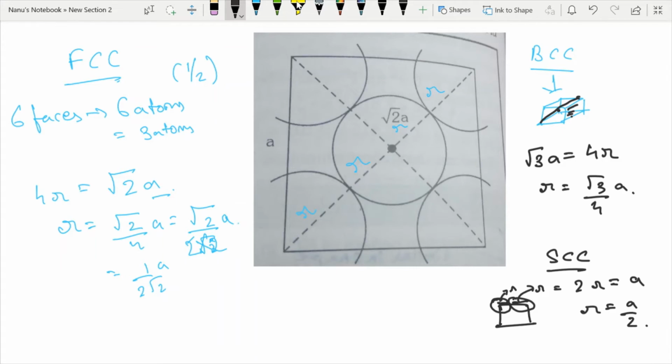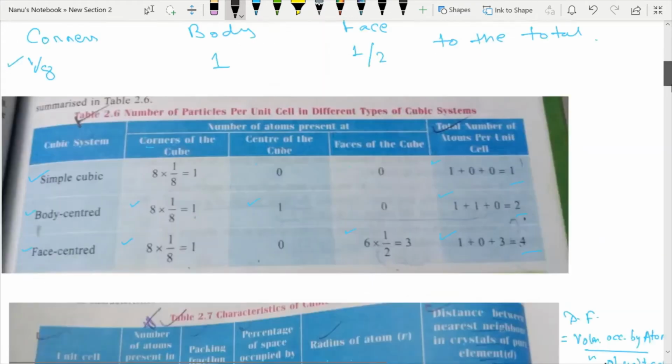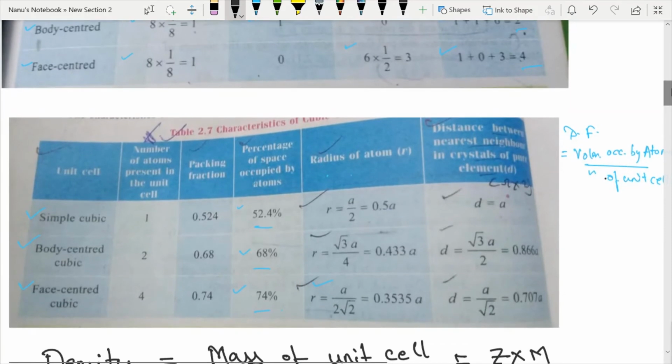So remember these values, and let us check whether we are on the right track or not. And yep, R equals A by 2, R equals root 3 A by 4, and this is just the diameter they have made, which is R into 2.